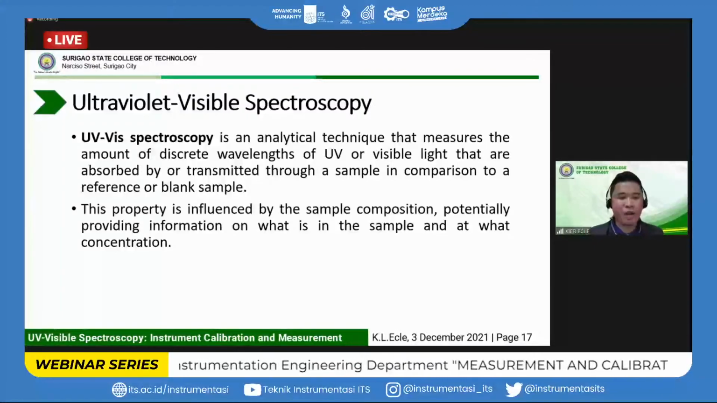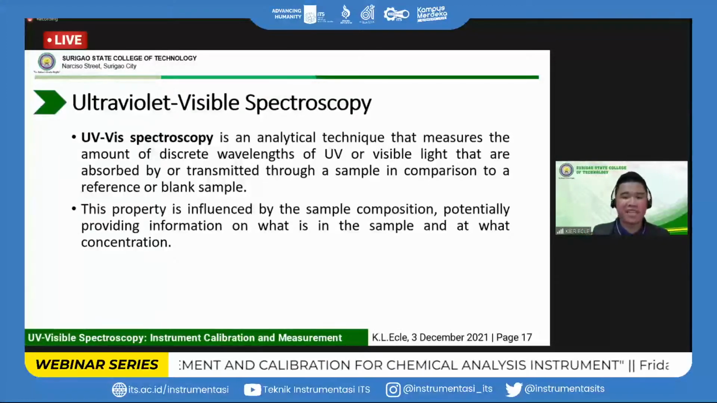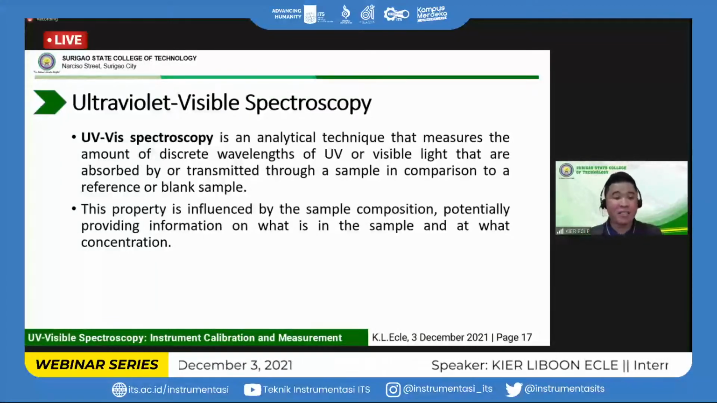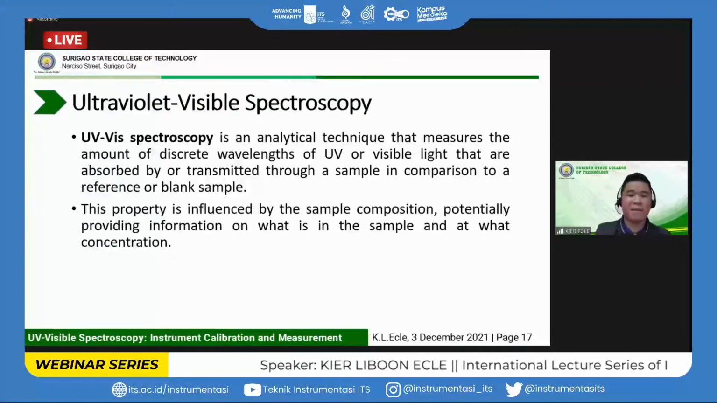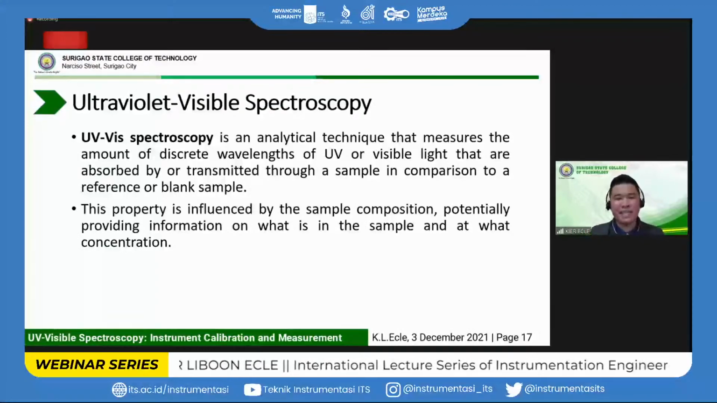Okay, so this property is influenced by the sample composition, potentially providing information on what is in the sample and what the concentration of the sample is. So later, we will discuss UV-Vis spectroscopy in more depth.